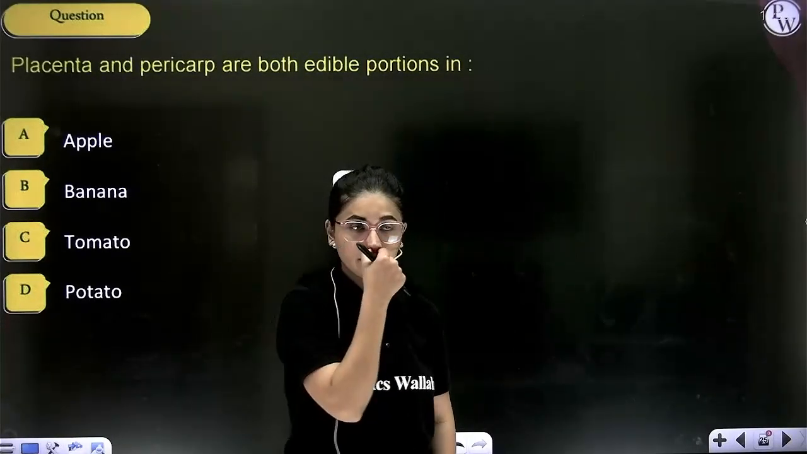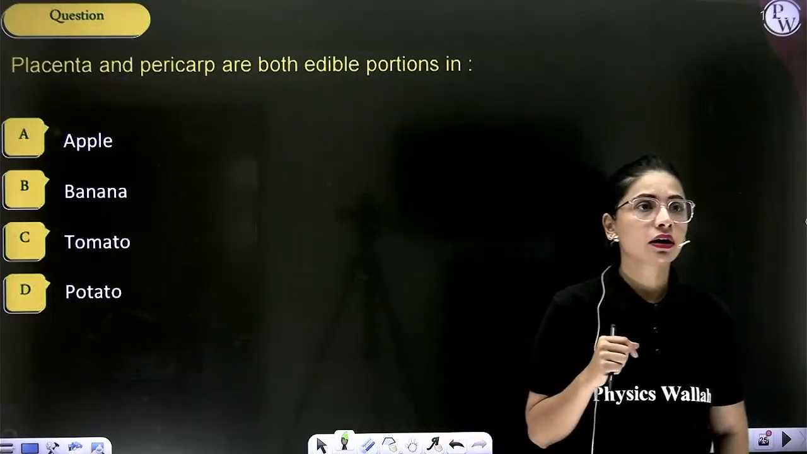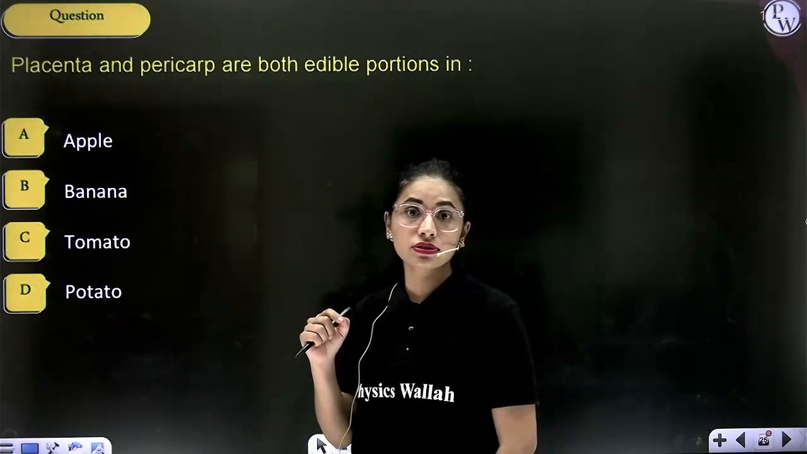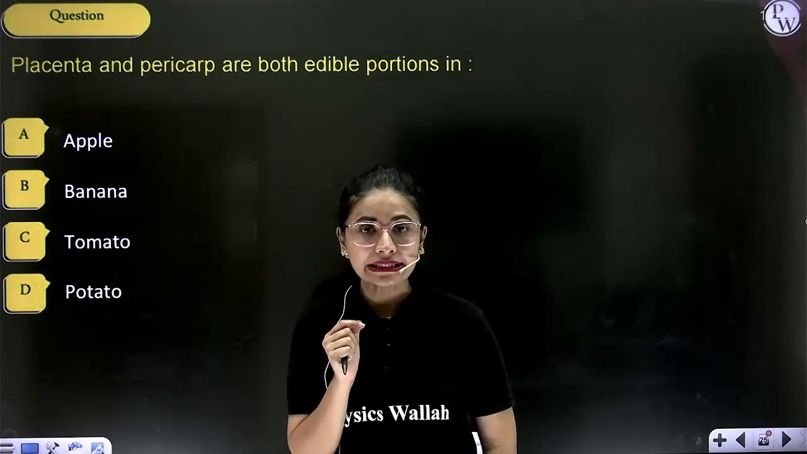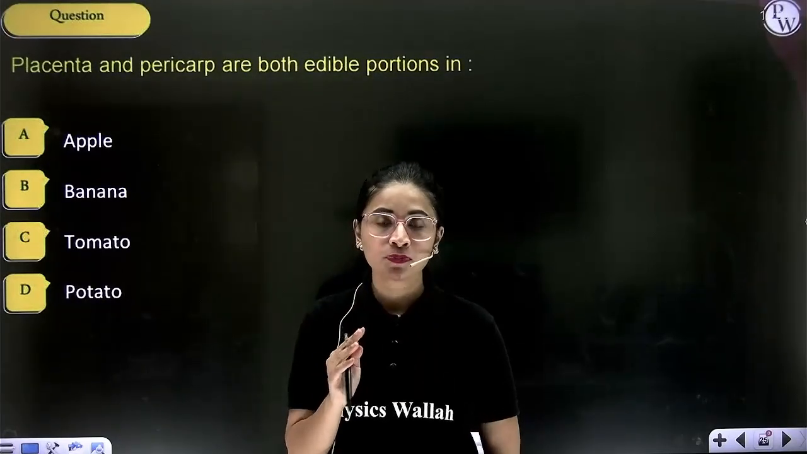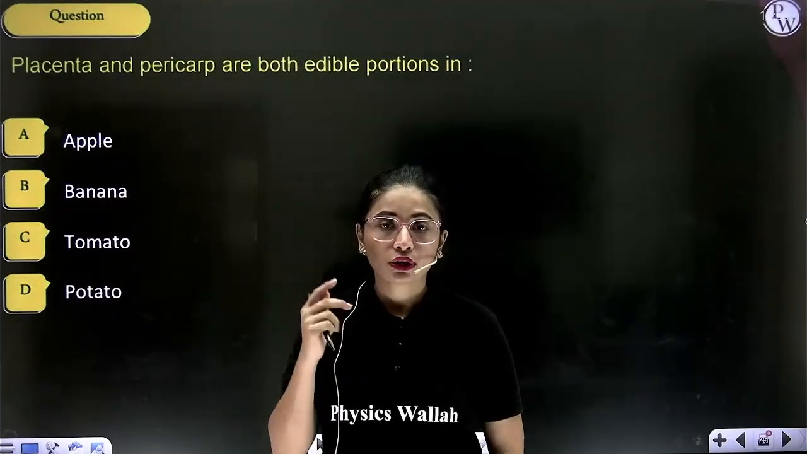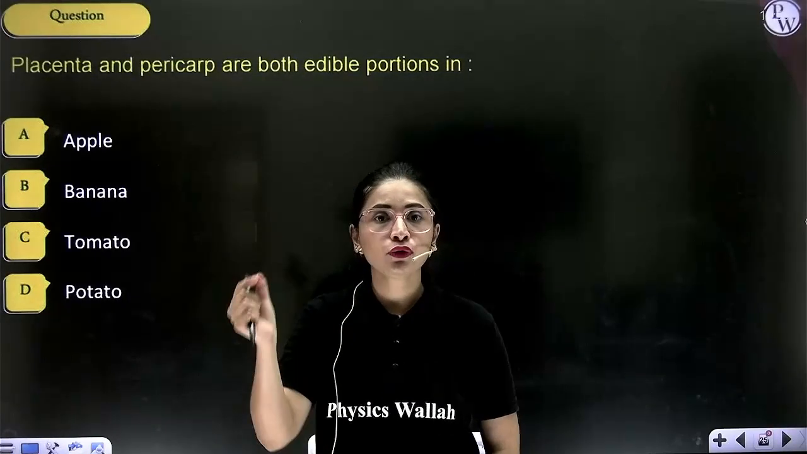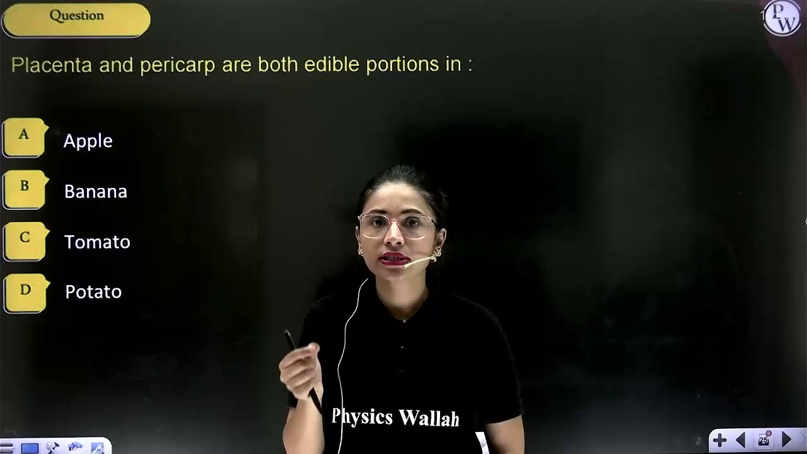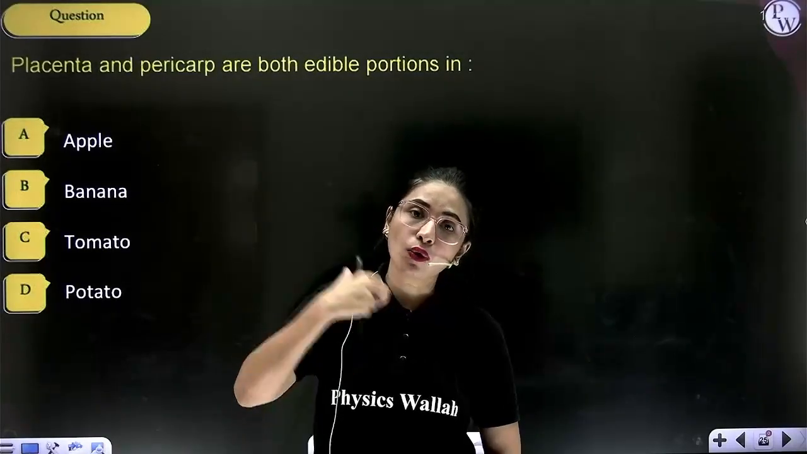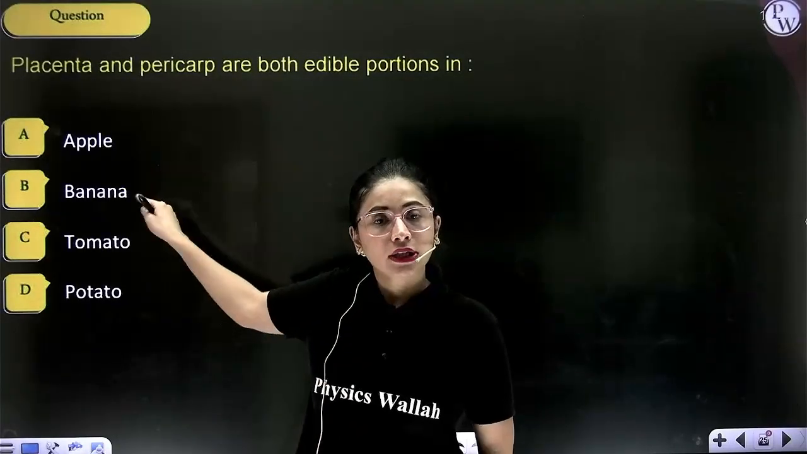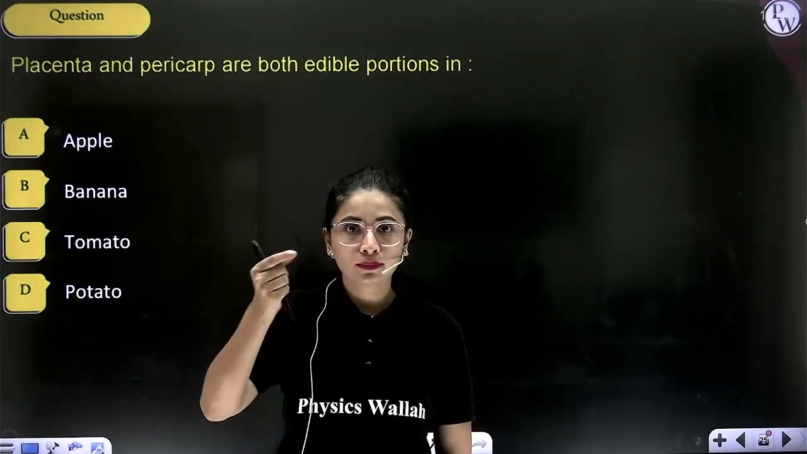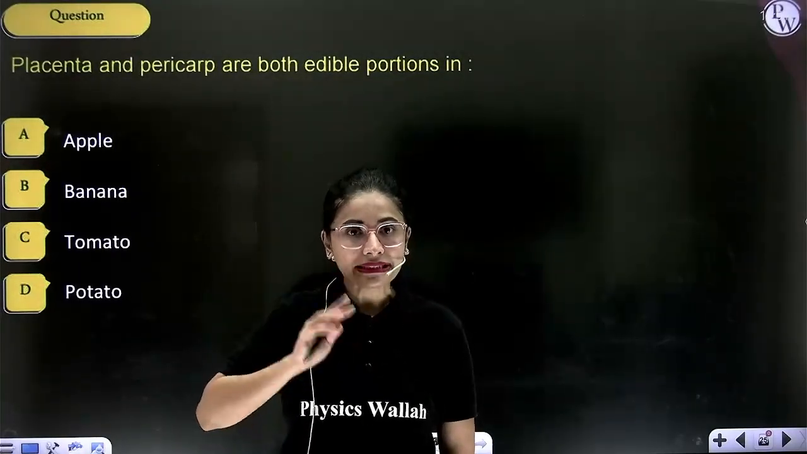Next question. Placenta and pericarp are both edible portions in. So the question is, in short, asking you which fruit do you eat as a whole? In which you do not even remove the cover, you don't even remove the seeds, rather you're eating the whole thing as a fruit. Check, talking about apples, in apples you remove the covering, you remove the epicarp. Are you eating the entire fruit? No.